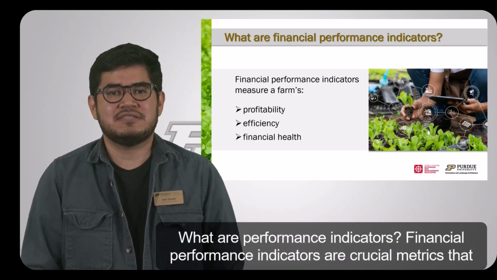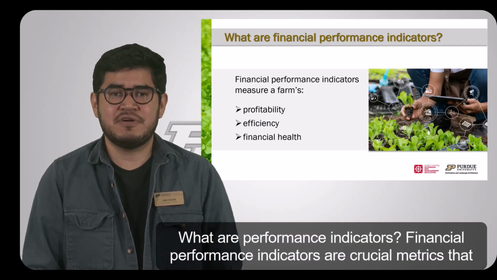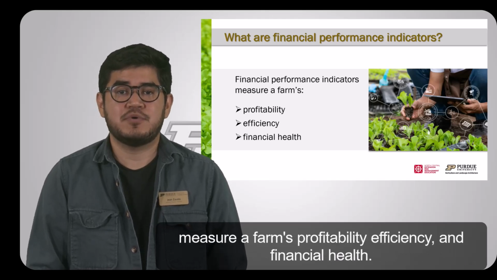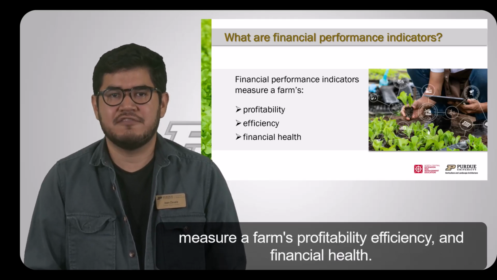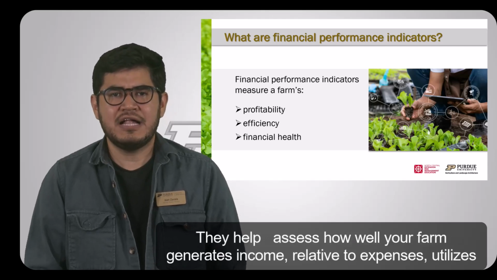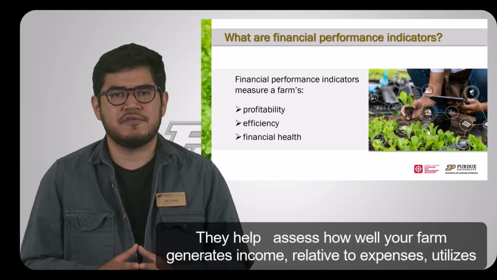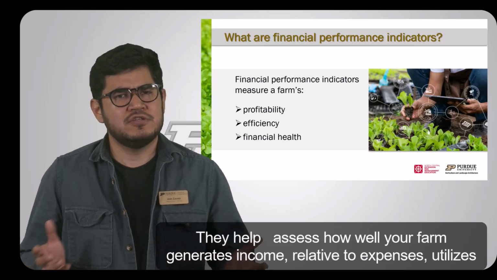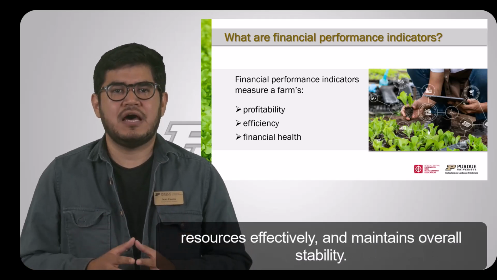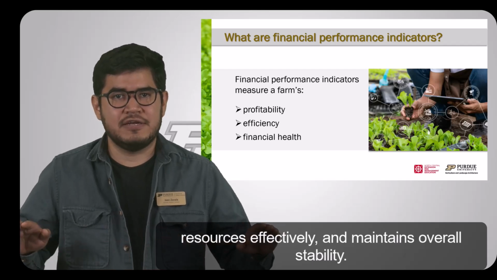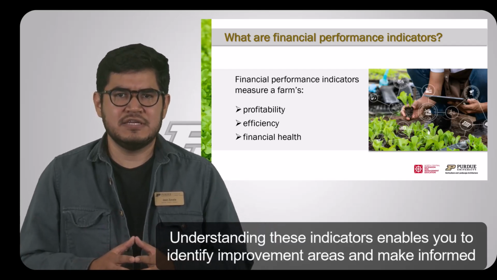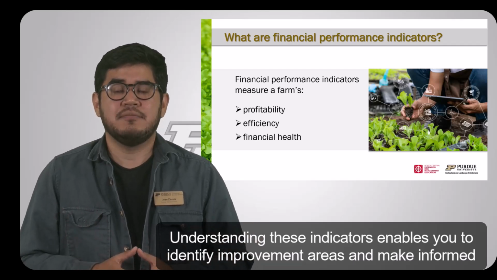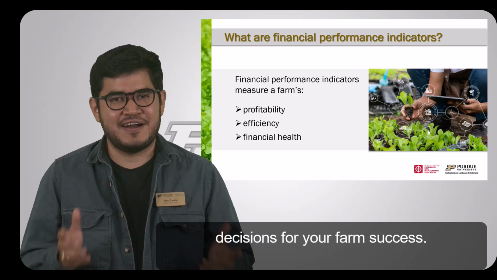What are performance indicators? Financial performance indicators are crucial metrics that measure a farm's profitability, efficiency, and financial health. They help you assess how well your farm generates income relative to expenses, utilizes resources effectively, and maintains overall stability. Understanding these indicators enables you to identify improvement areas and make informed decisions for your farm's success.